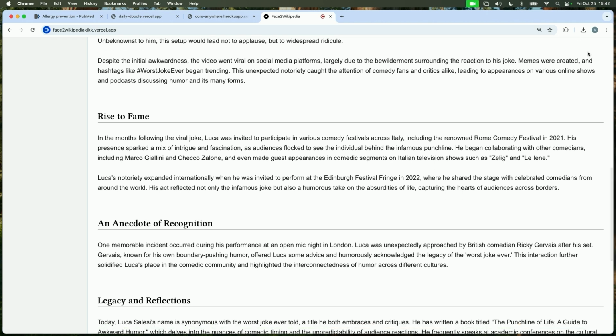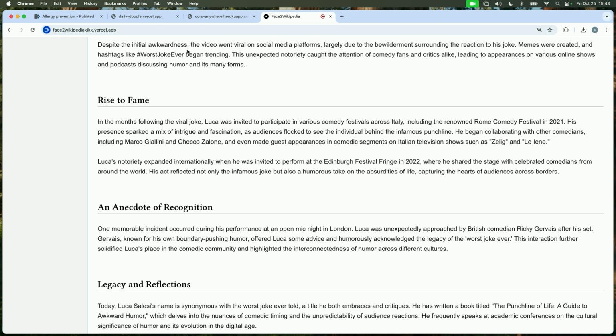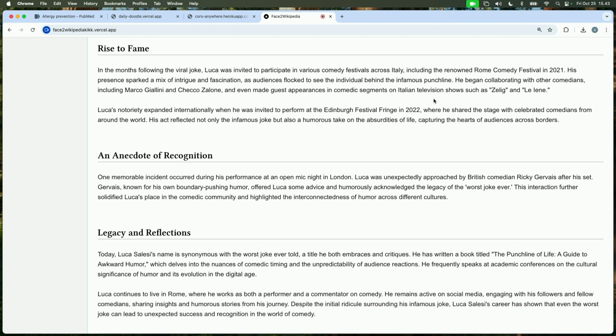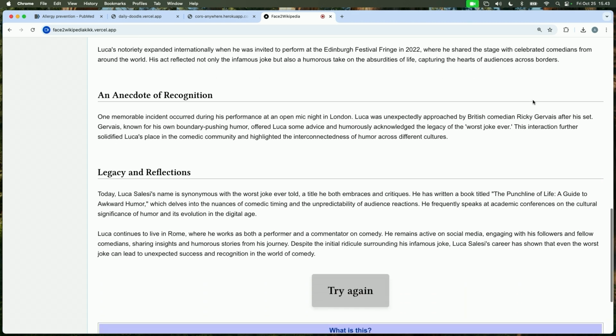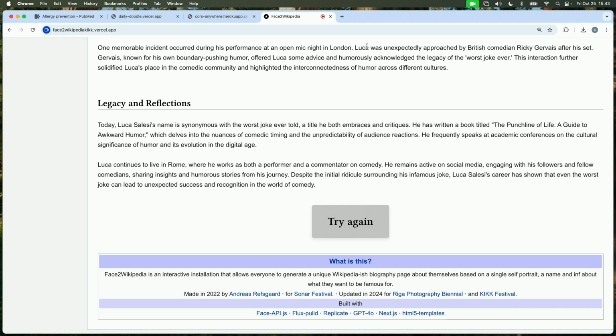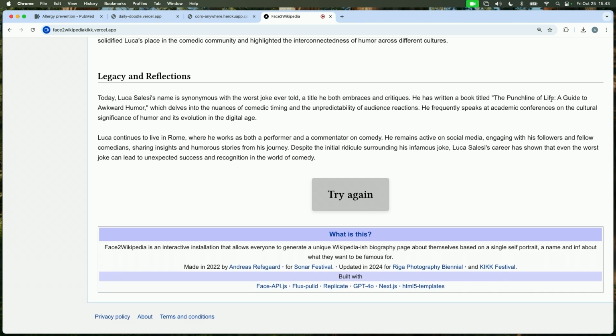Perfect. So it did not lead to applause, but to widespread ridicule. And despite this initial awkwardness, it went viral, and memes were created, and the hashtag worst joke ever became trending. And then you became famous, and you got into Rome Comedy Festival and Italian TV shows. And then one night you were at an open mic in London, and Ricky Gervais was there. And then you got famous. And you made a book, The Punchline of a Life, A Guide to Awkward Humor.